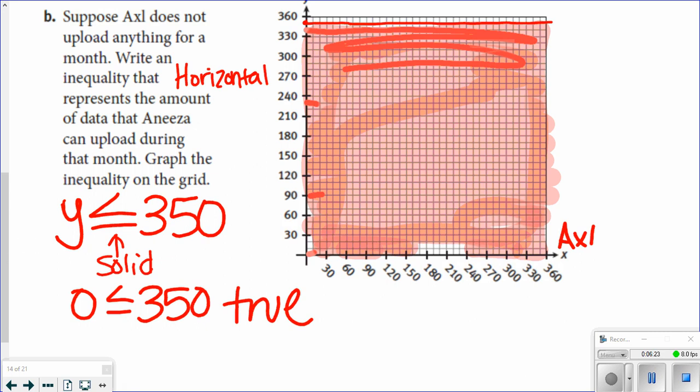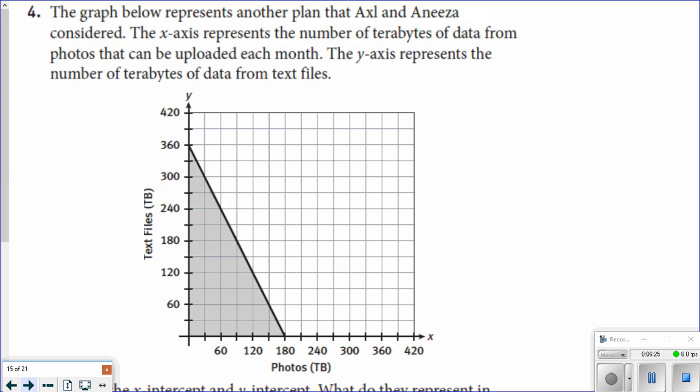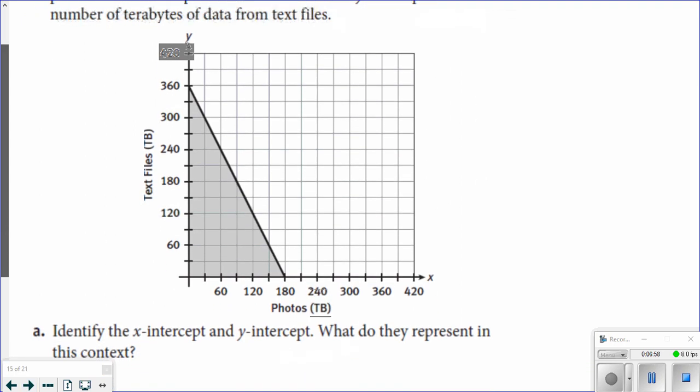Question 4 on page 245. This graph represents another plan that Axel and Anisa considered. The x-axis represents the number of terabytes of data from photos that could be uploaded each month. So we're no longer having our x and y stand for the people. Okay, x stands for photos, and that's why it's labeled on our x-axis. And the y-axis represents the number of terabytes of data from text files.